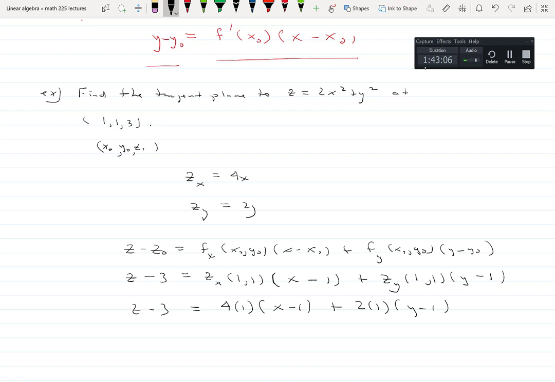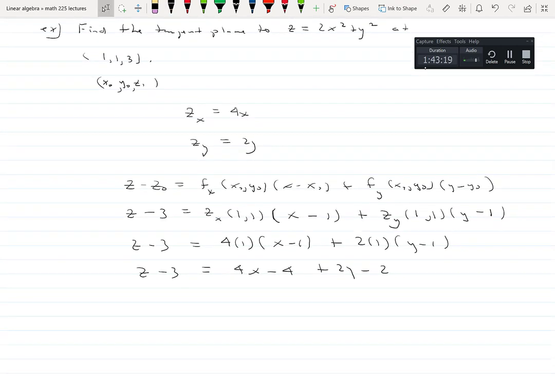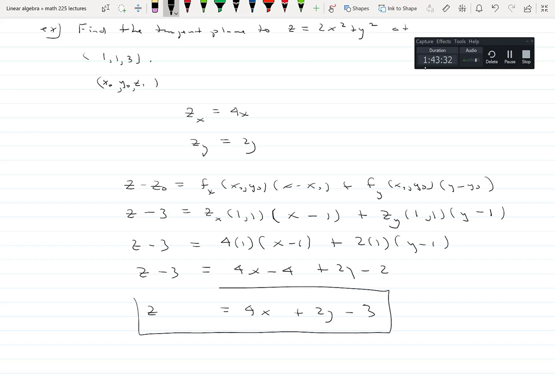This is simply z minus 3 equals 4x minus 4 plus 2y minus 2, or z equals 4x plus 2y, negative 4 take away 2 is negative 6, plus 3 is minus 3. Okay. Super simple stuff once you get the last section.